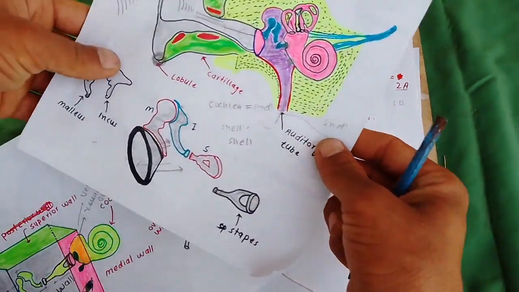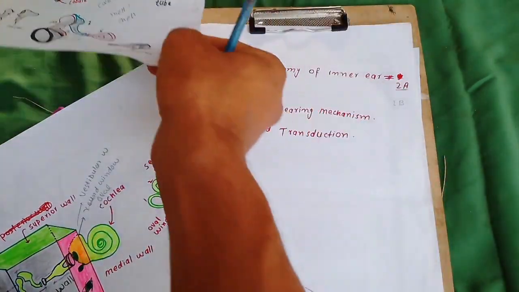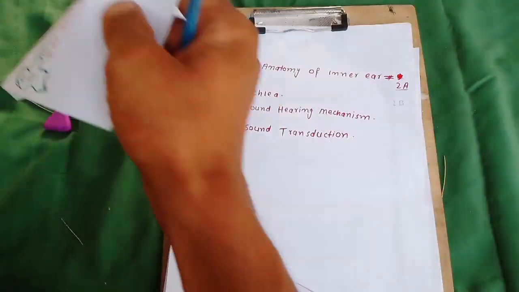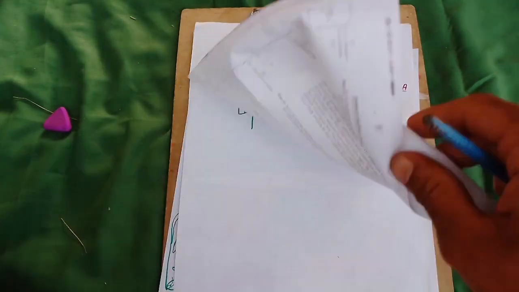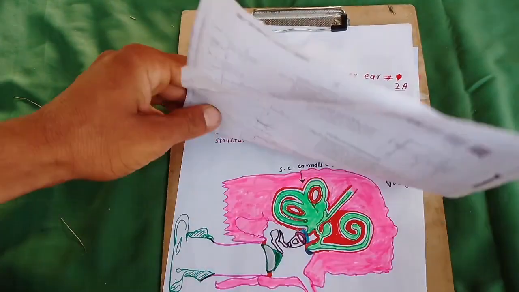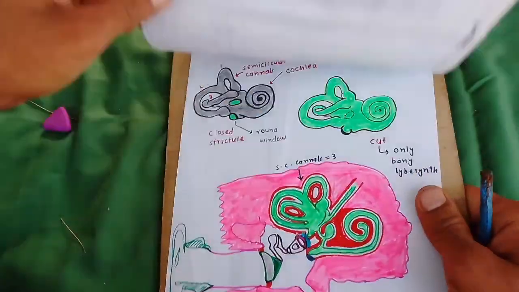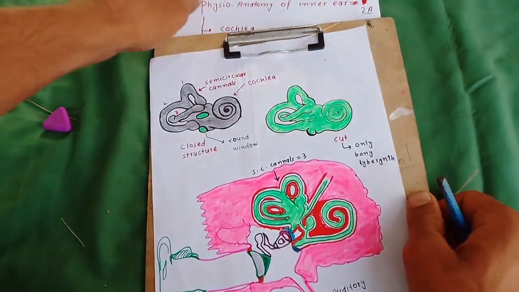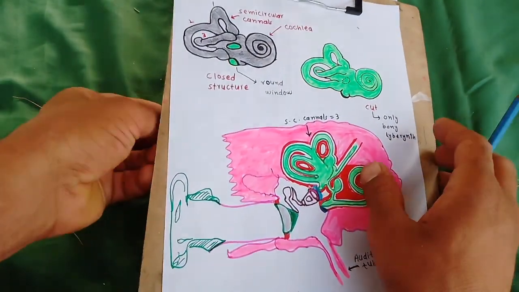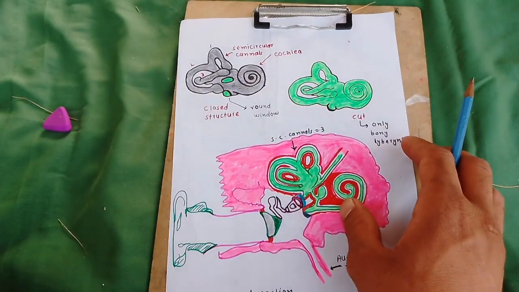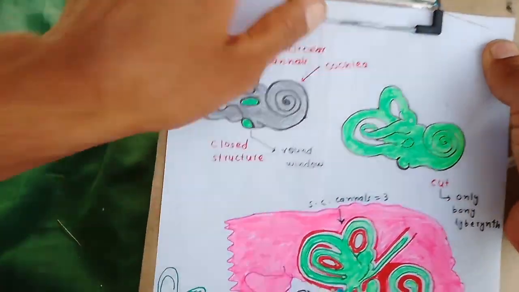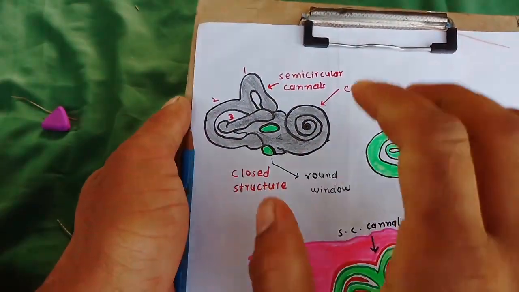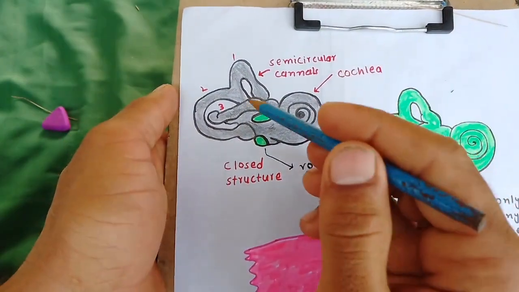Okay, so this is from the previous class concept. But now, the basic structure. This is the cochlea. This is the cochlear anatomy, cochlea and vestibular apparatus, as you can see here. This is the closed structure of the cochlea and vestibular apparatus.